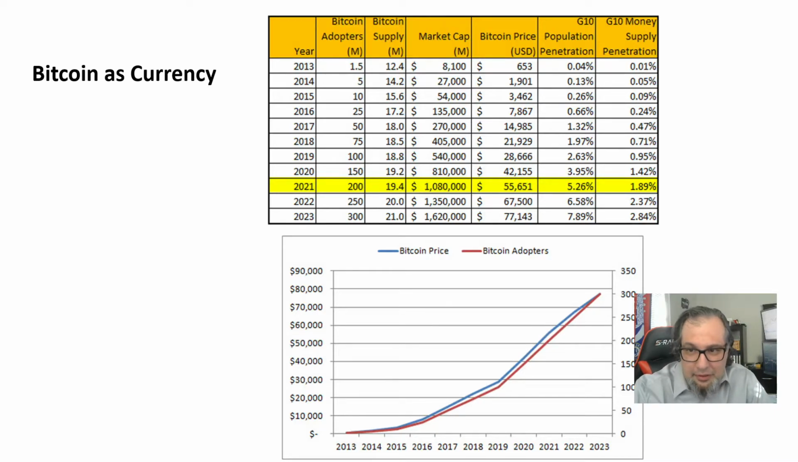So in that long paper, I have three models: Bitcoin as a currency, Bitcoin as a store of value, and then Bitcoin as a payment network. So Bitcoin as basically a medium of exchange, right?